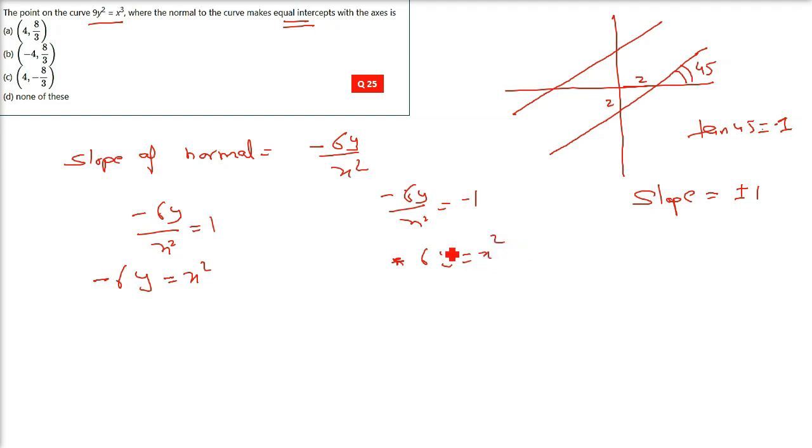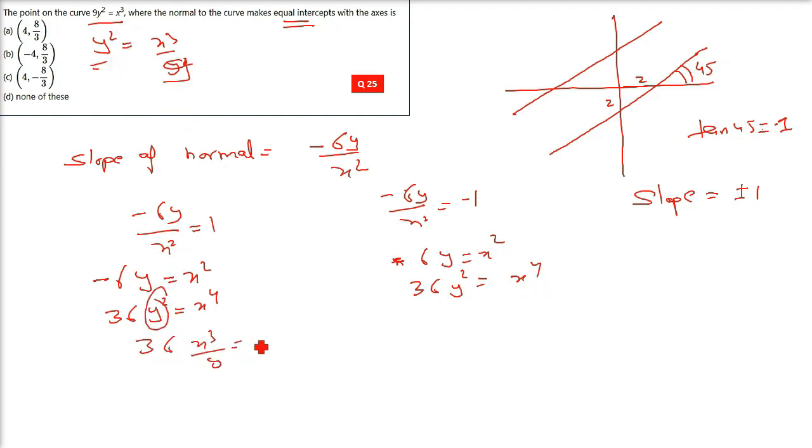6 minus gets cancelled here. 6y is equal to x square. Now just square this original equation. You will get y square equals x cube by 9, and you can just square it. This is 36y square equals x raised to 4. Here also 36y square equals x raised to 4, and both are similar now. So don't worry about solving both of them. One will be enough because they both are same. Now I'm replacing y square by x cube by 9.